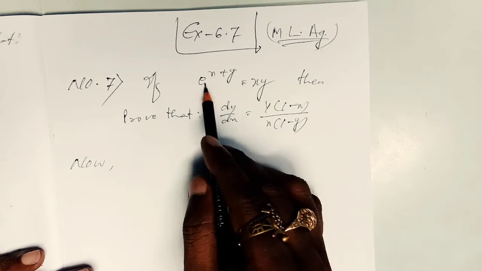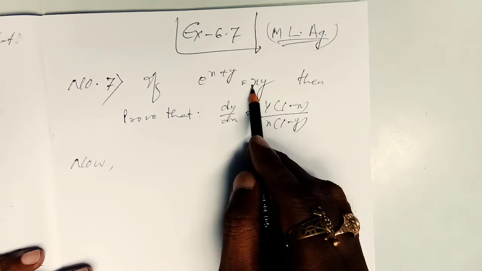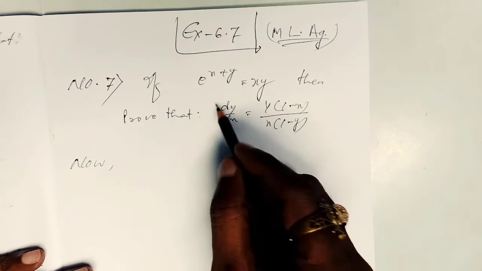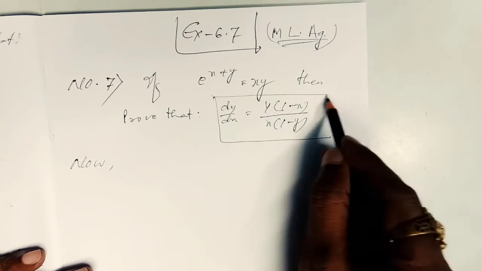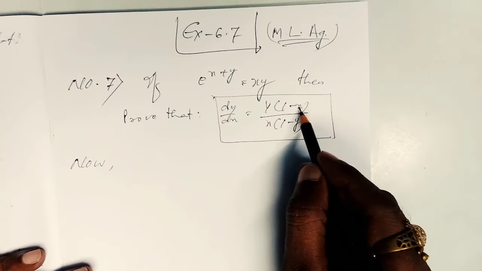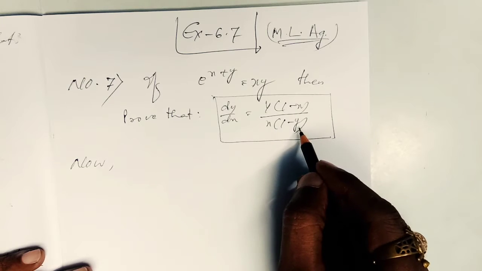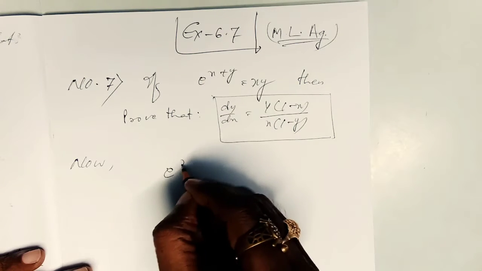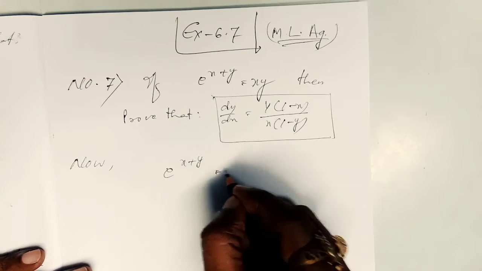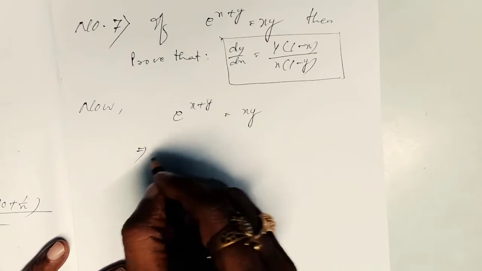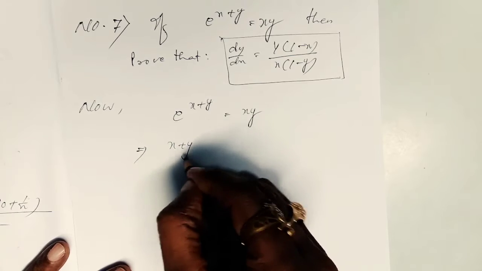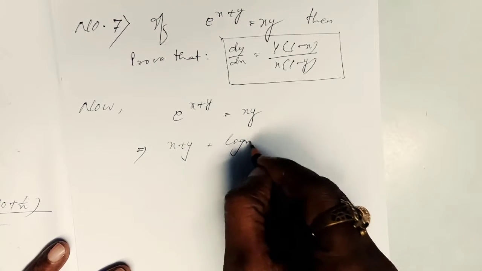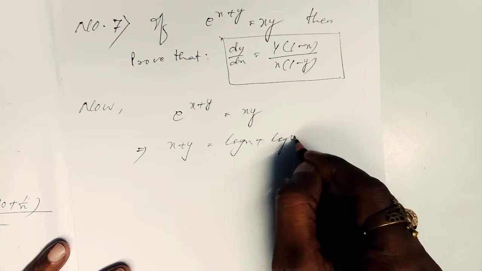The question is: if e to the power x plus y is equal to xy, then prove that dy by dx is equal to y into (1 minus x) by x into (1 minus y). This is what you have to prove. Taking log on both sides, we get x plus y is equal to log x plus log y.